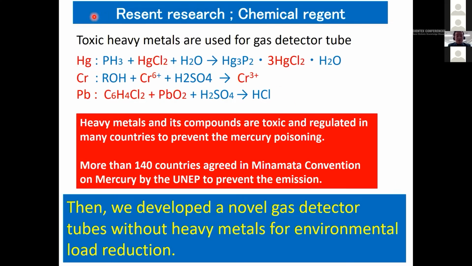Okay, next, recent research. We use heavy metals for gas detector tubes, such as mercury, chromium, and lead. However, these compounds are toxic and regulated in many countries. So we developed novel gas detector tubes without heavy metals for environmental load reduction.